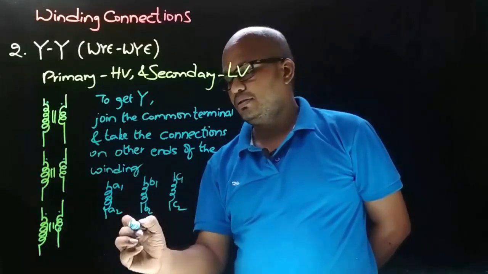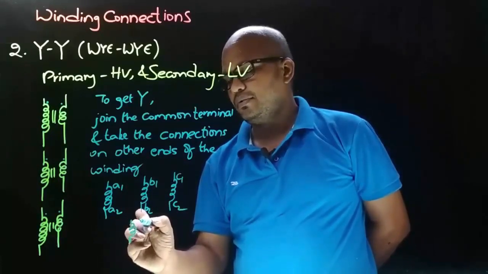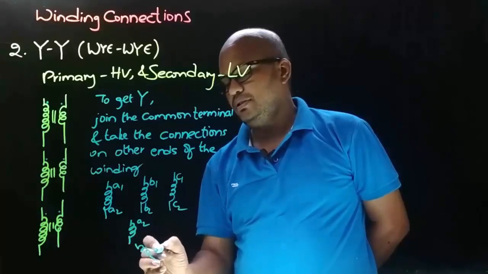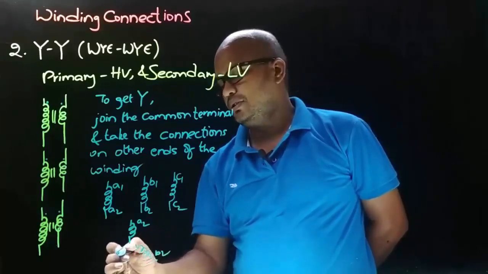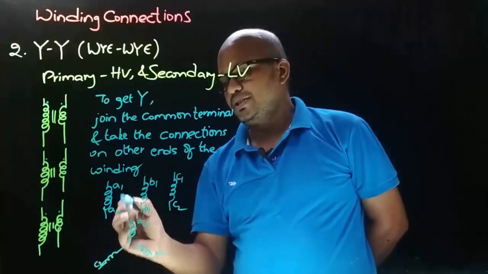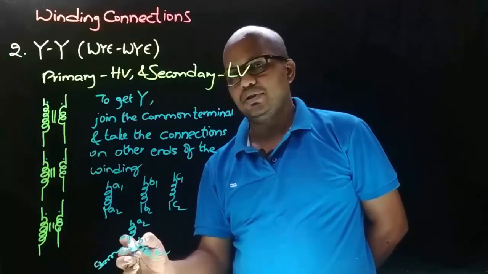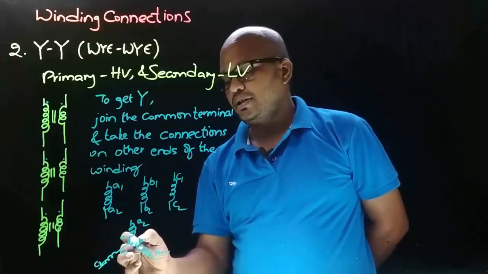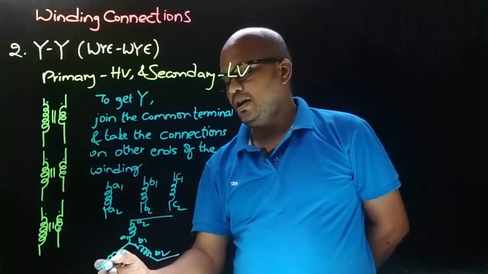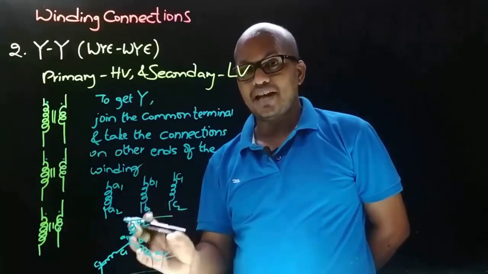So then if this is A2 and let this be the B2 and let this be the C2. So we consider the common ends as A1, B1 and C1. So join these common ends and take the connections from the other ends of the coil. So this is how we can obtain the star connection.